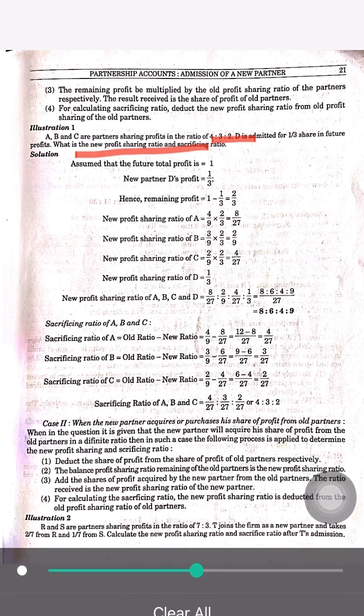Here is the illustration. A, B, C are partners sharing profit and loss in the ratio of 4:3:2. It is their old ratio. D is admitted for 1/3 share in future profit. Now, what is the new profit sharing ratio and sacrificing ratio? It's very simple.